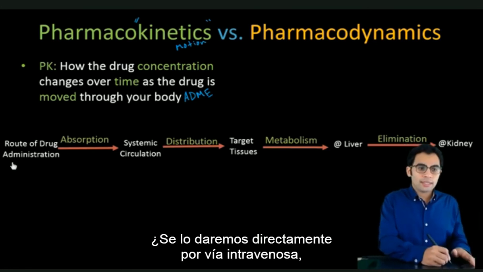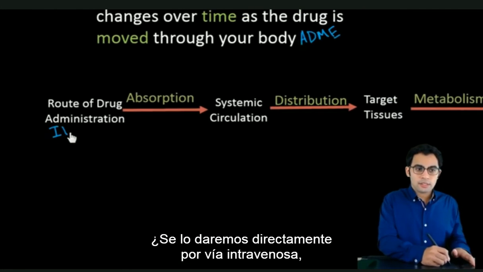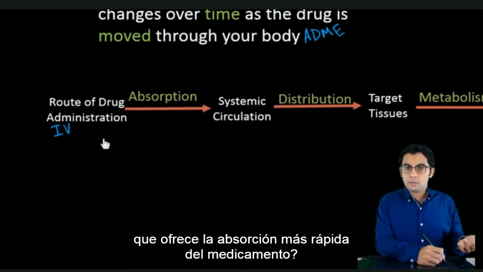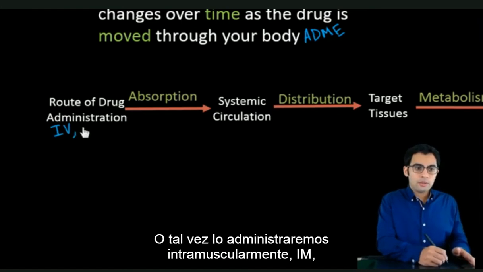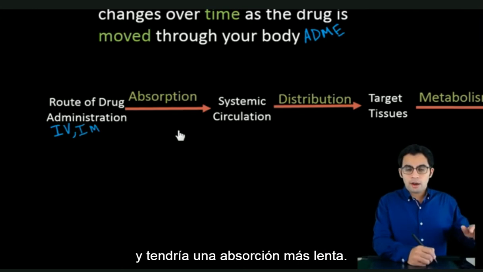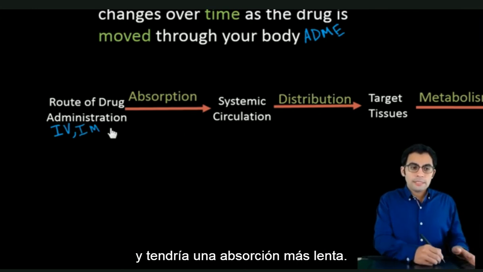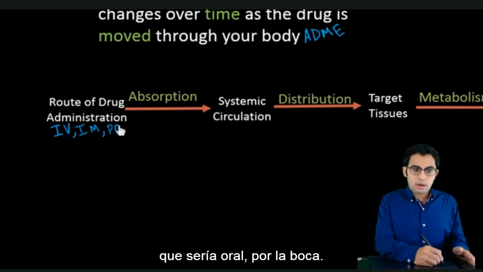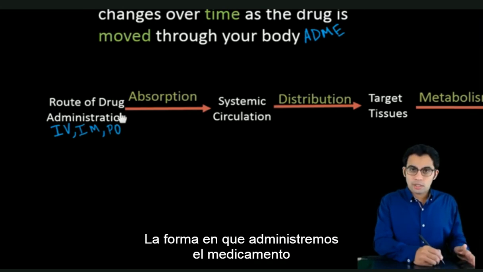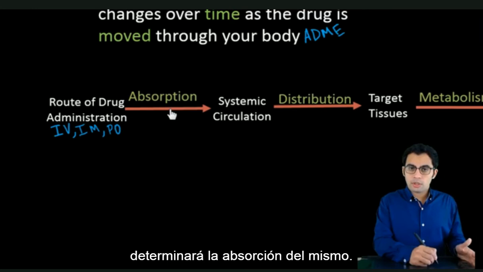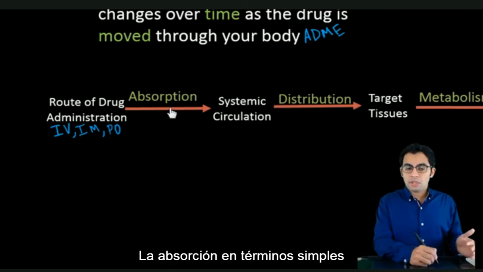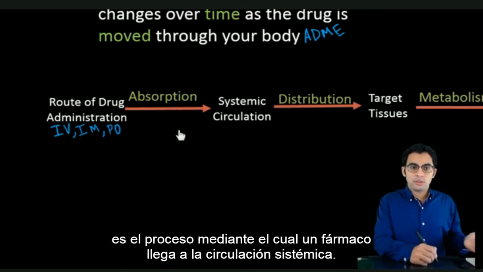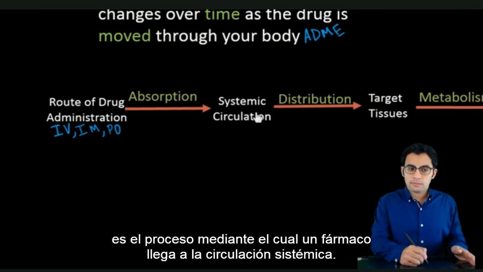Are we going to give it directly into their vein, intravenously, which would offer the fastest absorption of the drug? Or maybe we'll give it into the muscle, intramuscularly, IM, and that would offer a little bit slower absorption. Or maybe the most convenient route, that would be PO, by mouth. The way that we administer this drug is going to determine the absorption of the drug. And absorption, in layman's terms, is the process of a drug getting into the systemic circulation.